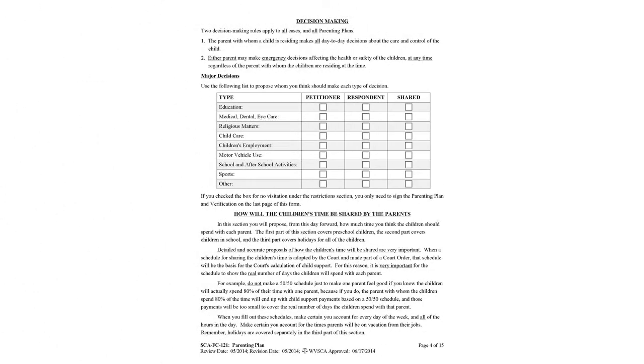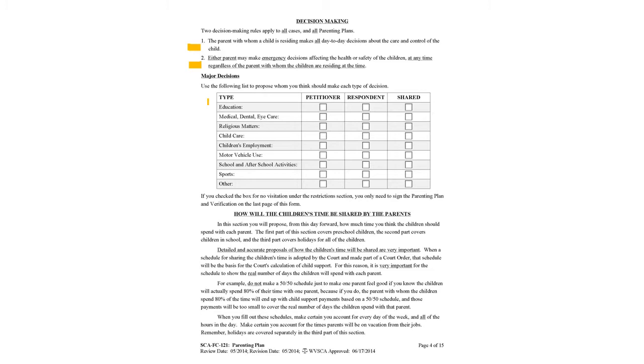Page 4 talks about major decision making as it relates to the children. As the page indicates, it is important to note 2 decision-making rules apply to all cases and all parenting plans. First, the parent with whom the child is with will make day-to-day decisions about the care and control of the child. This includes things like what the child wears, what the child eats, or when the child goes to bed. Second, either parent may make emergency decisions affecting the health or safety of the children at any time, regardless of who the children are with.